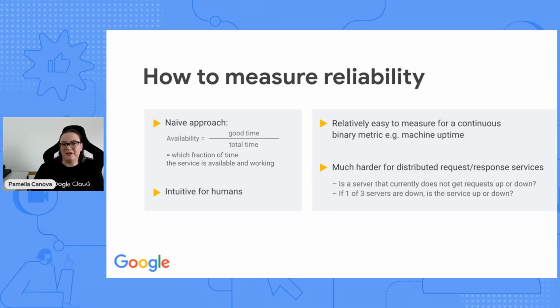Because if we have one server that's down, it's easy to know the good time and the total time of availability. But if we have a service that's composed of 3 servers and one is down, is the service down or not, or is it partially down? It's difficult to measure if we only account for the time it's up and not the number of interactions with that application.